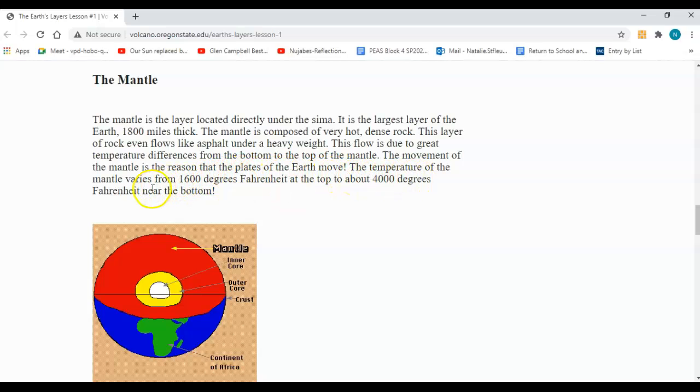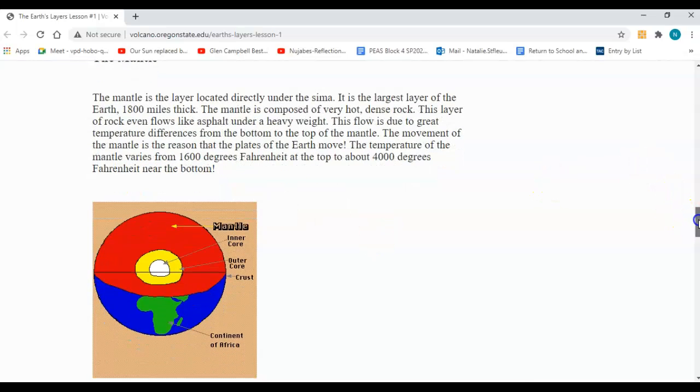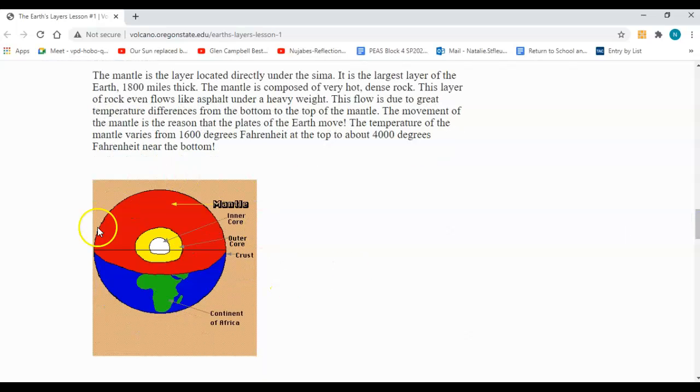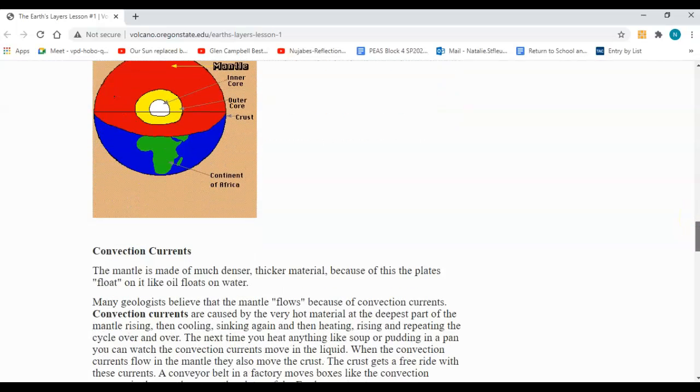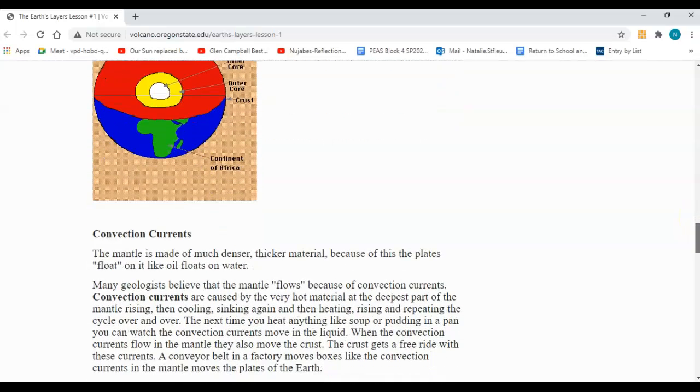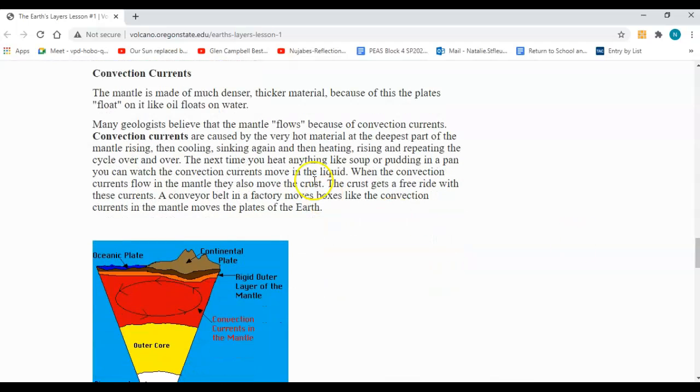The temperature of the mantle varies from 1,600 degrees Fahrenheit at the top to about 4,000 degrees Fahrenheit near the bottom. So again, you have this diagram, and it points out where the mantle is. Take a moment to look at it. Now let's move on to the next section. If you need more time, you can always pause or go back.